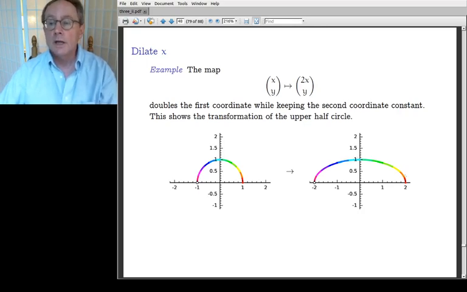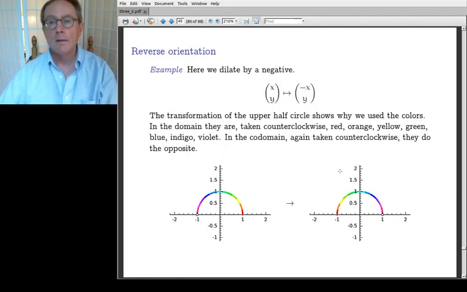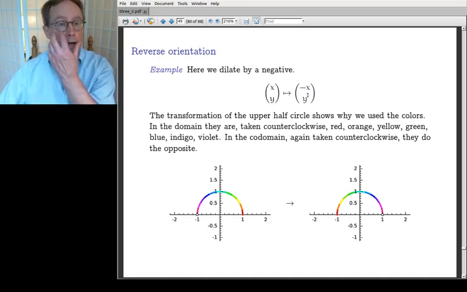What does it do to intermediate points? They go to intermediate places. So this semicircle maps to this upper half of the ellipse. Well, what happens if you multiply x not by 2 but by a negative, like -2 or -5? I did -1 just as an illustration.